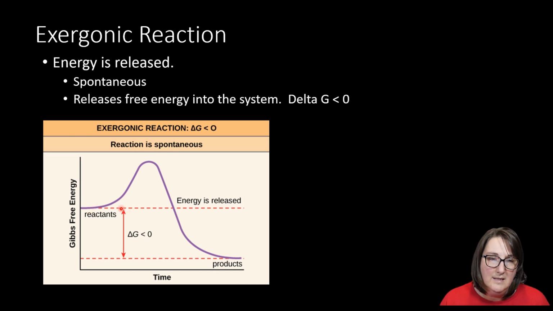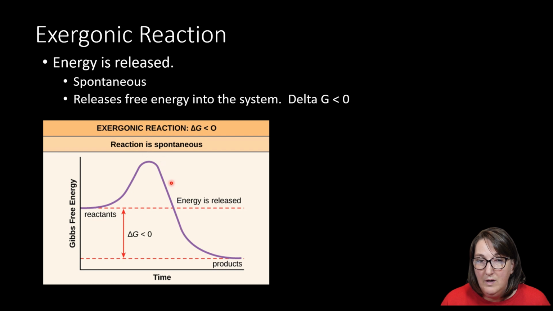So when we look at this, I look at my graph. I have Gibbs free energy, I have time, I have my reactants, this is what's going into the system. Here's my products, this is what's coming out. And I tell my students, think of this like a slide. I come in and I have to go up this little hump to get to the top of the slide, and then I'm going to go down.